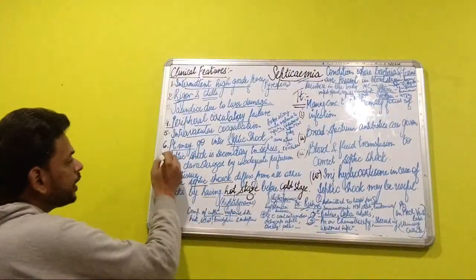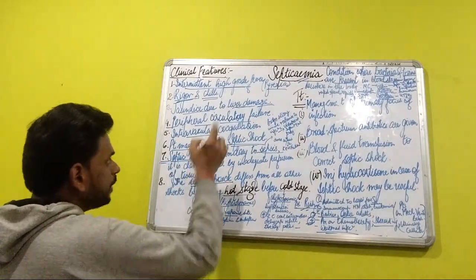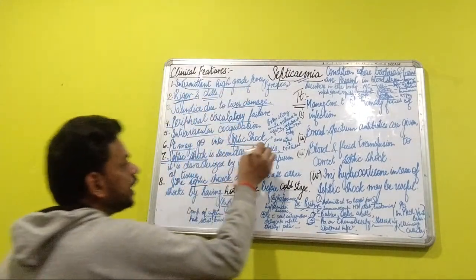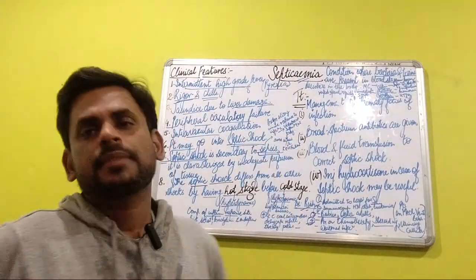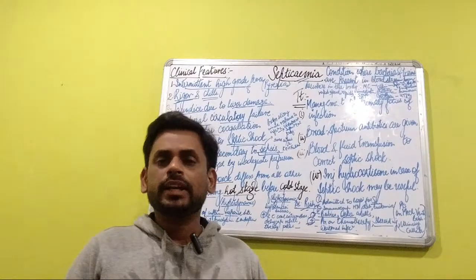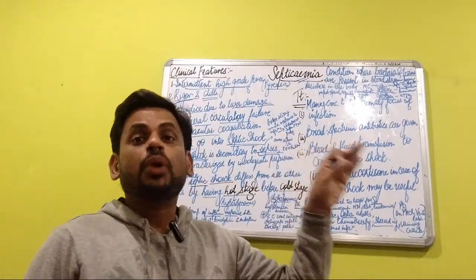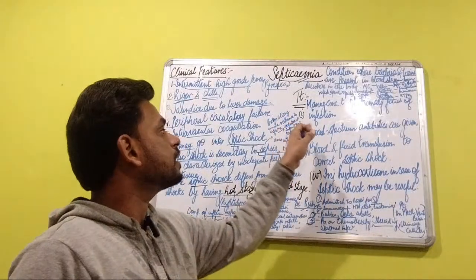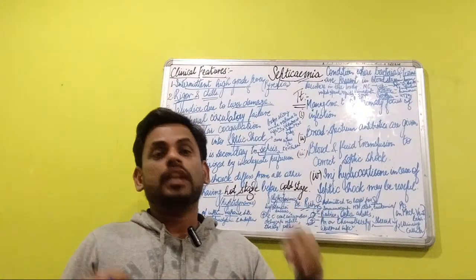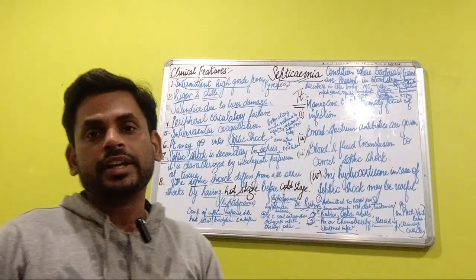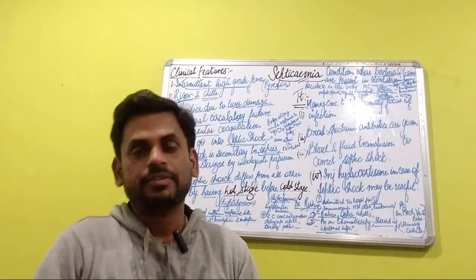The next important clinical feature that we find is that septic shock occurs secondary to sepsis. Now what is this sepsis? In one line, we can define sepsis as the body's strong immune response to infection. So if septicemia is not treated, ultimately a condition called sepsis will develop.